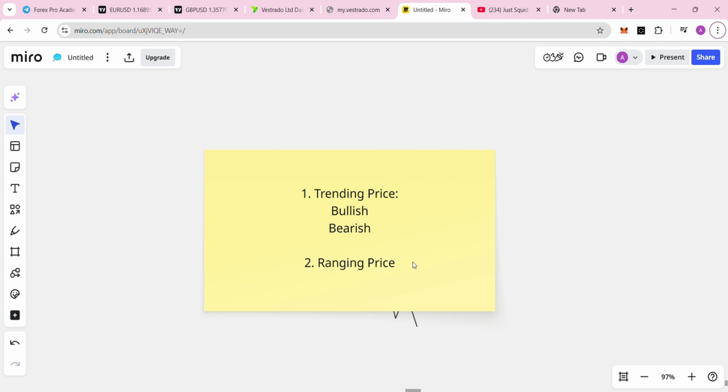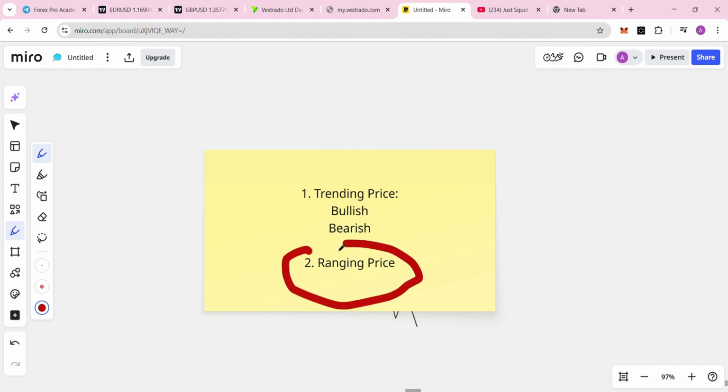Fundamentally, we have two types of price action in the market. We have the trending price action, and we have the ranging price action. The trending price action has subcategories under it, which are the bullish and the bearish price action.